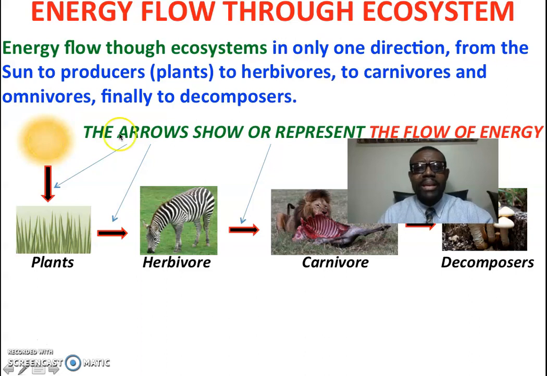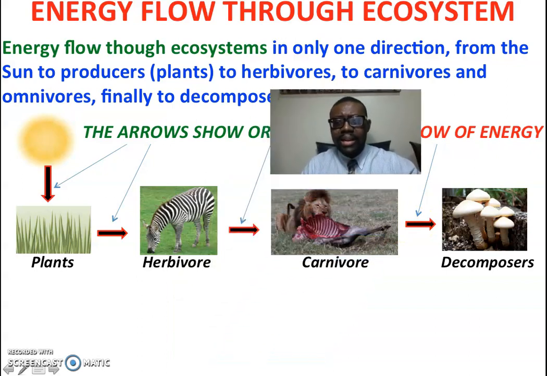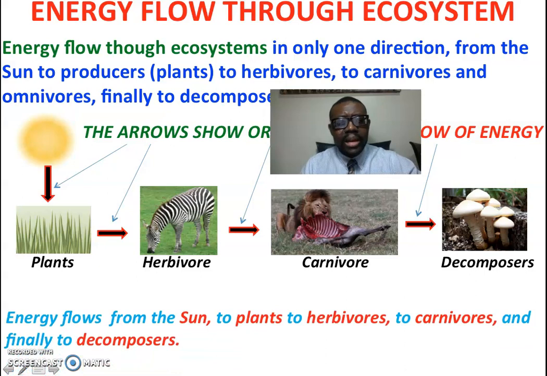What we should remember is that the arrows represent the flow of energy. This means that the energy is going to the plants. The energy is going from the plants to the herbivore. The energy is going from the herbivore to the carnivore. And finally, when all these organisms die, the energy will go to the decomposers. They will break down all the dead plants and animals. So energy flows from the sun to plants to herbivores to carnivores and finally to decomposers.